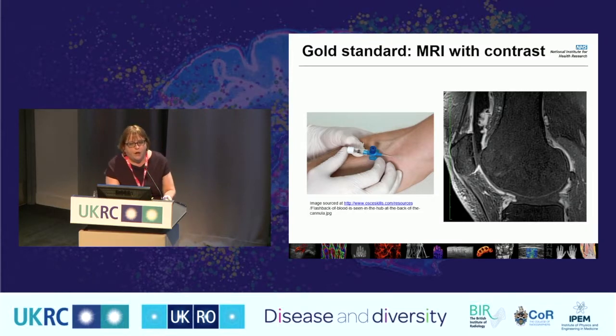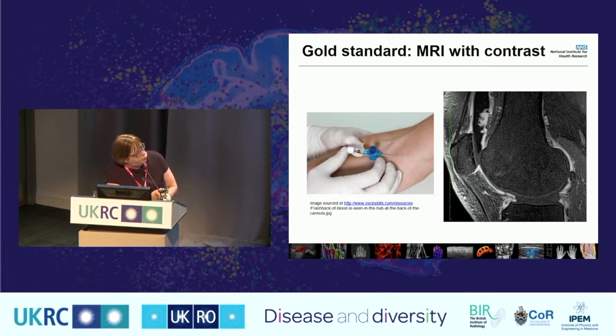So the gold standard for imaging synovitis is MRI with intravenous contrast. To do that, we have to put a needle into a patient's arm, we have to give them gadolinium, and we have to do some form of imaging. So on my left here, we've got a picture of a post-contrast sagittal image of a knee. This patient's had an MRI scan, and it's a T1 weighted image because we've given the patient gadolinium, and everything that's enhanced on this image is synovitis.